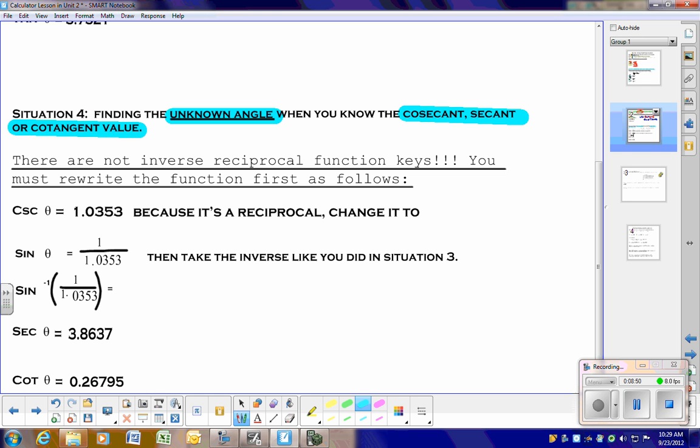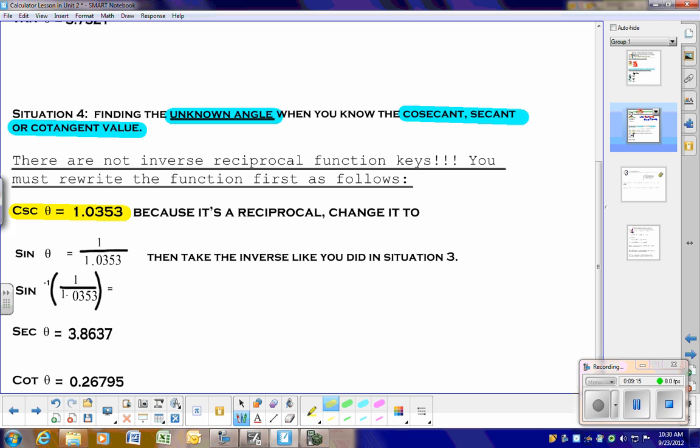So if you recall, the tricky thing about them is there isn't a button for cosecant or a button for secant or for cotangent. Those are the trig functions that don't have their own buttons, and we're missing the angle. Okay, so these are not inverse reciprocal functions. There aren't keys for this. You have to be tricky. You have to be clever. Okay, so say the original problem was this.